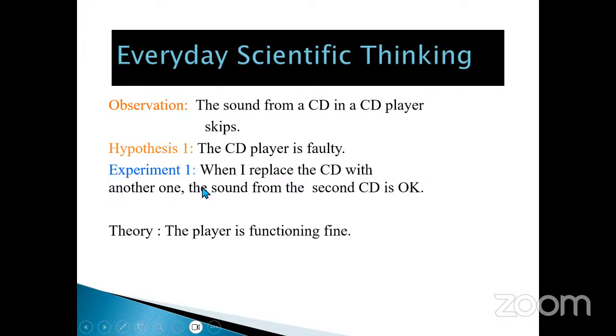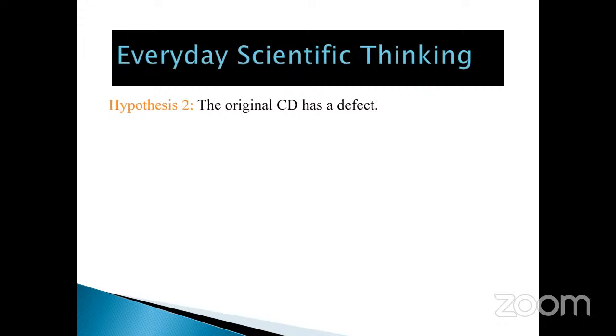Okay, very good. So basically what you're going to do is replace the CD with another one. And in this particular case, the sound from the second CD is okay, right? So basically the working theory that you have to go with is that there's nothing wrong with the player itself. So what other possible hypothesis can you come up with to explain why the CD was skipping in the first place? Yes, sir. Maybe there's something wrong with the disc itself. Okay, very good. So something is wrong with the CD itself. How would you test this particular hypothesis?